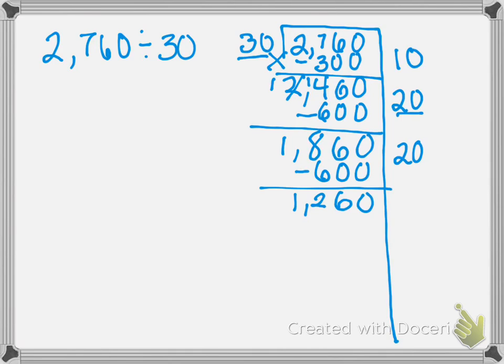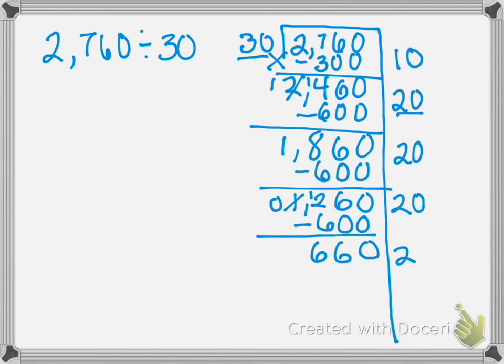Let's do another 20. Don't forget to write your numbers. These are your quotients that you're writing off to the side. You're going to need those later to add up. So we're going to subtract another 600. All right, we're getting down there now. So now let's do another 20, and we can see that that's going to work, and it's going to get us very close.